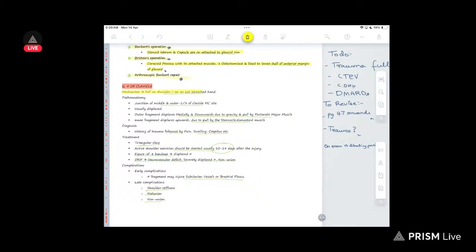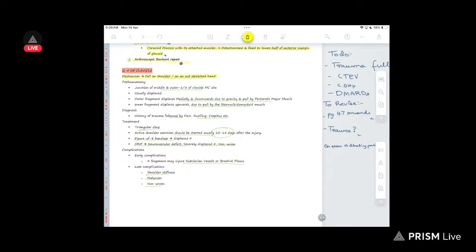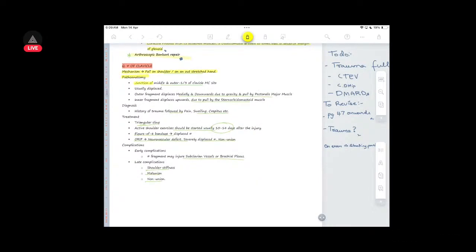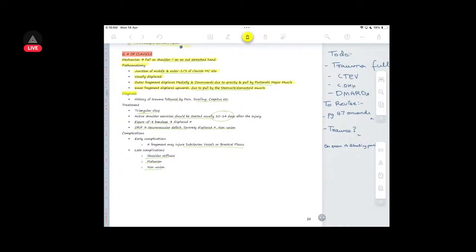Then fracture of the clavicle. The mechanism is a fall on the shoulder or on an outstretched arm. Pathoanatomy: the junction of the middle and outer third of the clavicle is the most common site, and it is usually displaced. The outer fragment displaces medially and downwards due to gravity and pull by the pectoralis major muscle. The inner fragment displaces upwards due to pull by the sternocleidomastoid muscle. Diagnosis: there is history of trauma, pain, swelling, crepitation.